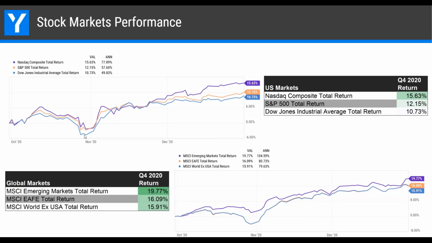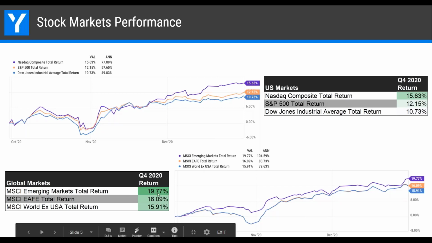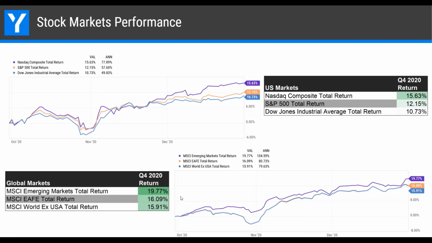On the global stage, even higher performance for emerging markets and European stocks, with EM, emerging markets, especially being one of the more interesting stories. When we hear talks of weakening US dollar, that usually spells out good news for EM, and we'll get more into that later. But for now, you can see those gains exemplified here in the past quarter.